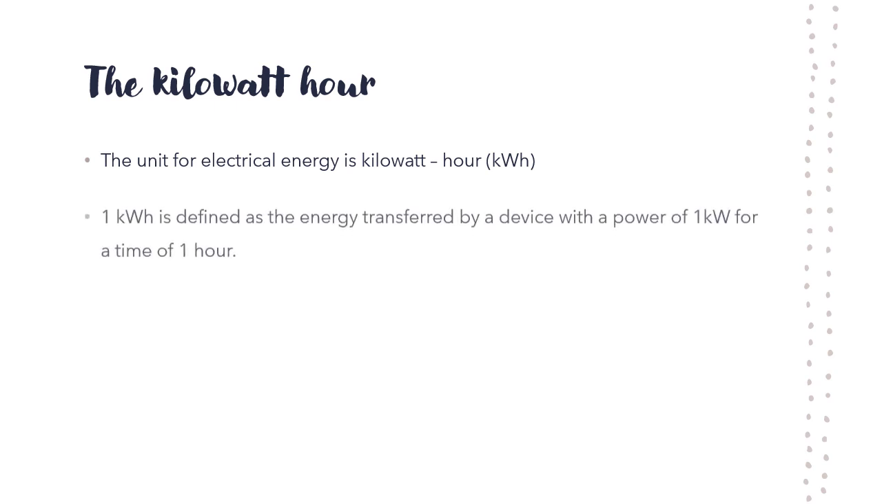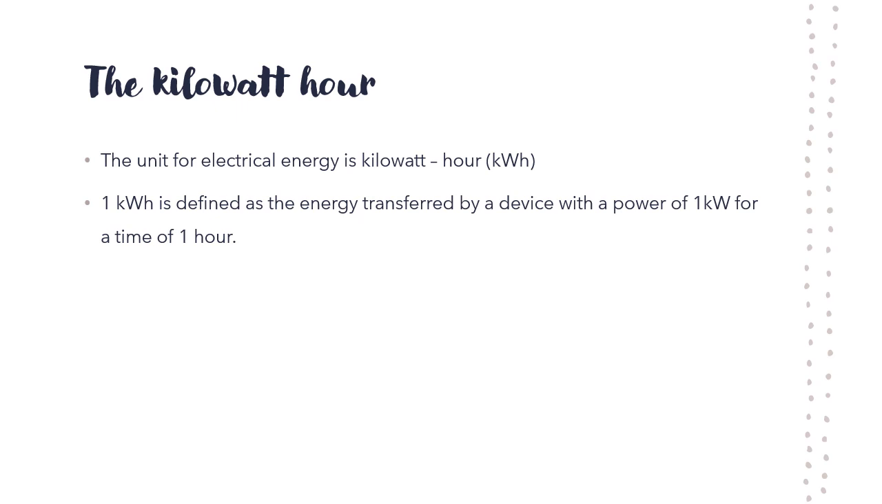Now, when we talk about energy consumed by electrical appliances, our unit for energy is not joules anymore. It is called kilowatt hour. When we talk about joules, and power equals energy over time, and watts, our unit for energy is joules and our unit for time is seconds. But when we come to kilowatt hour, it's slightly different.